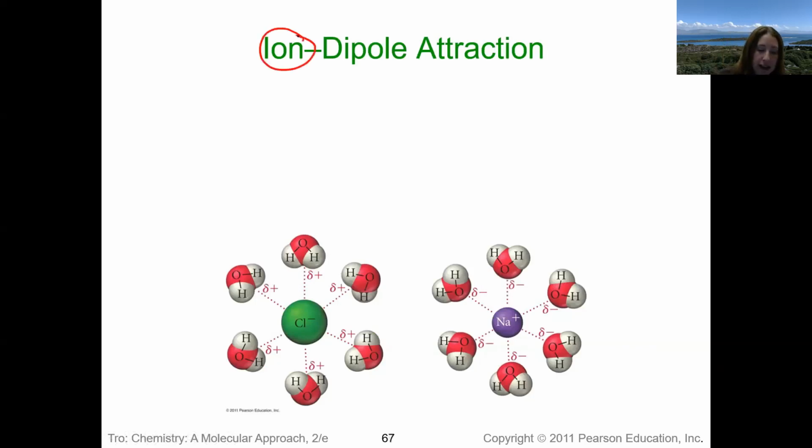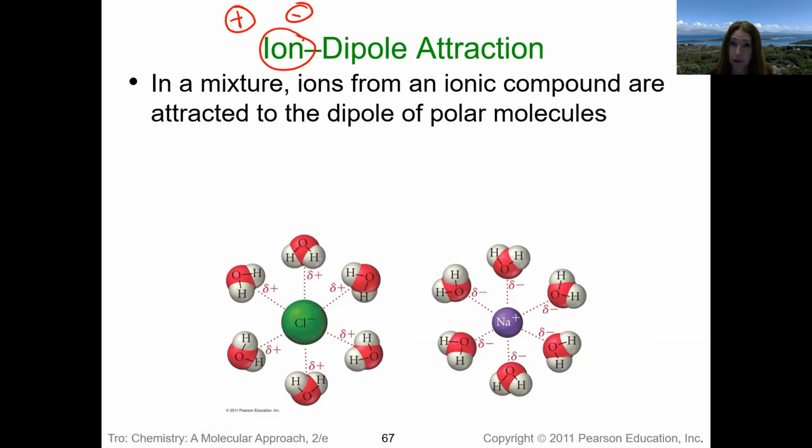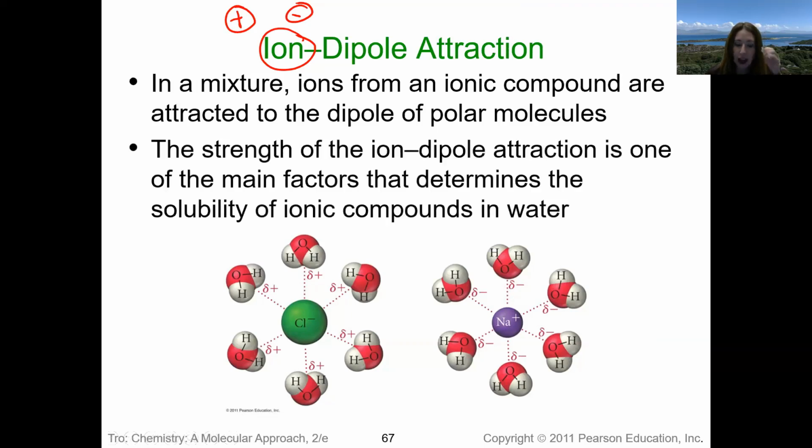Now, remember, an ion is actually positively charged, a cation, or negatively charged. So in a mixture, if you have ions, like from an ionic compound, they're attracted to the dipole of a polar molecule. And the strength of this depends on the solubility of the ionic compound. So for example, when we put salt in water, right? So before, when we did dissociation, remember when we did dissociation? We said when this dissociated, it became Na+ and Cl- (aq). So this aq just means dissolved in water, right?